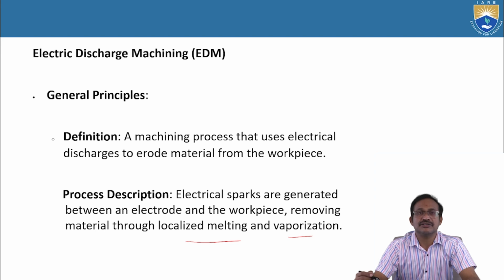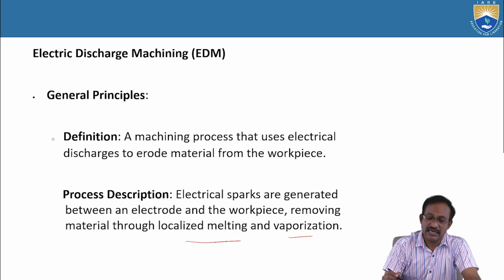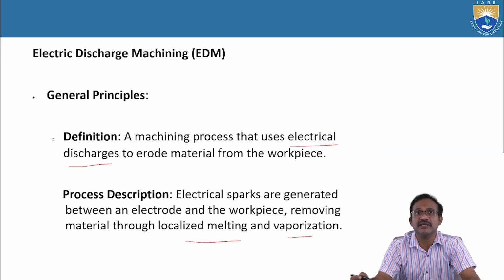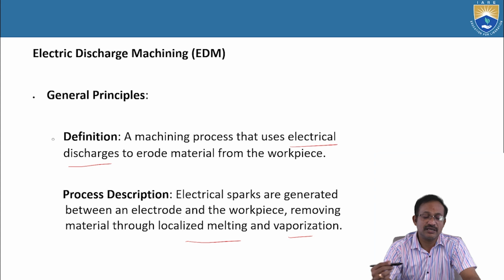Electric discharge machining: general principles, definition, process description. A machining process that uses electrical discharges to erode material from the workpiece. So that is the main principle of electric discharge machining.